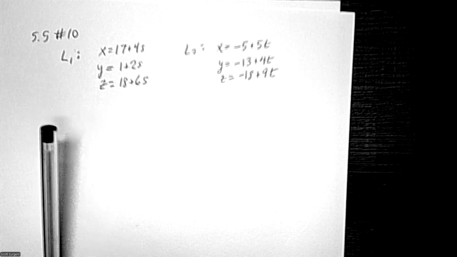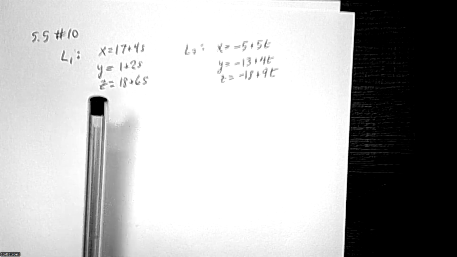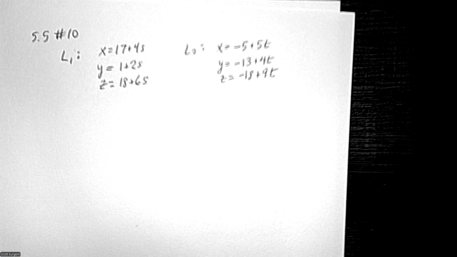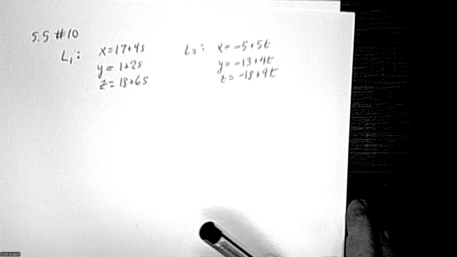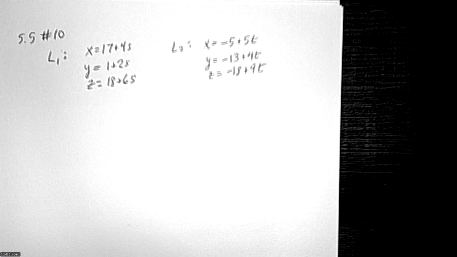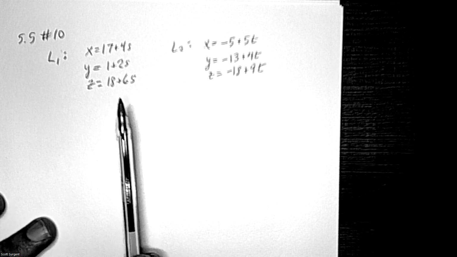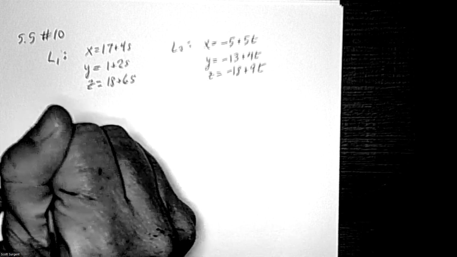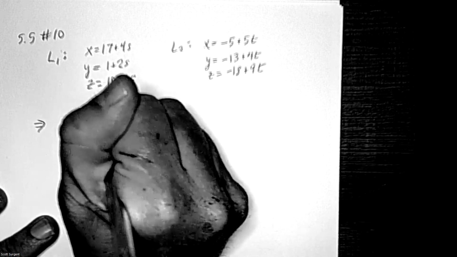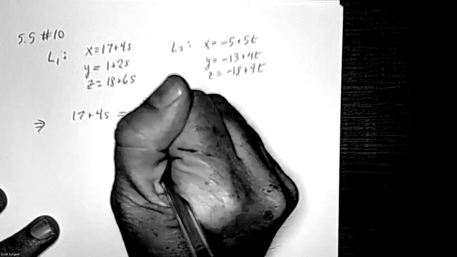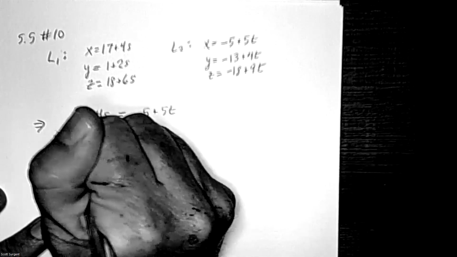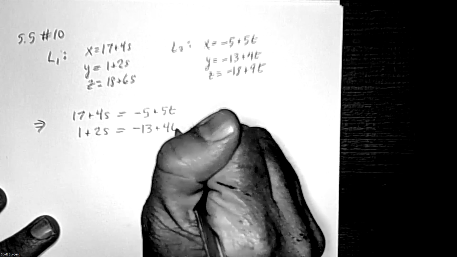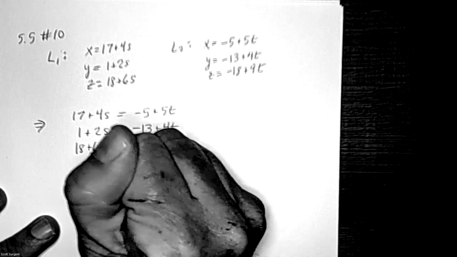All right, so a couple comments here. These are two separate lines, so we use two different parameter variables. One gets the letter S, one gets the letter T. They're independent parameter variables. That just avoids confusion. So what we're going to do is try to force an intersection. If that happens, that means that we should be able to set them all equal to each other and get an answer. I should be able to set the x's equal to each other, the y's equal to each other, and the z's equal to each other.